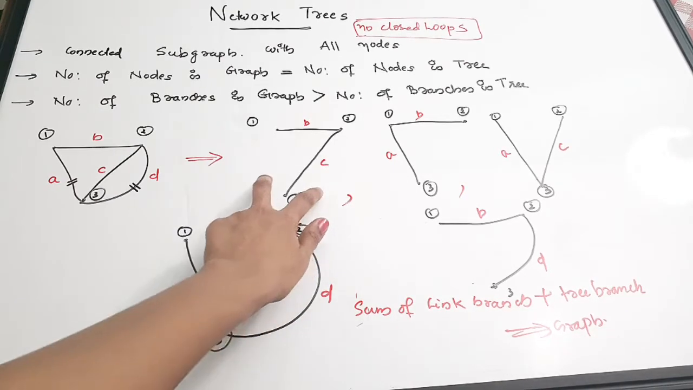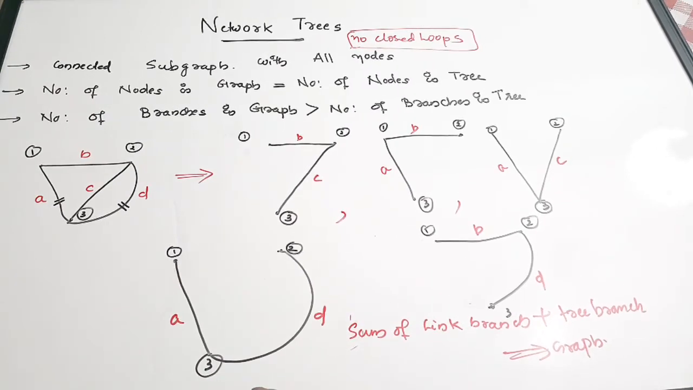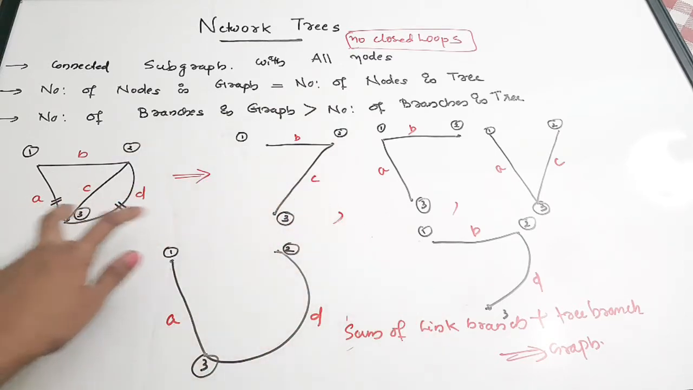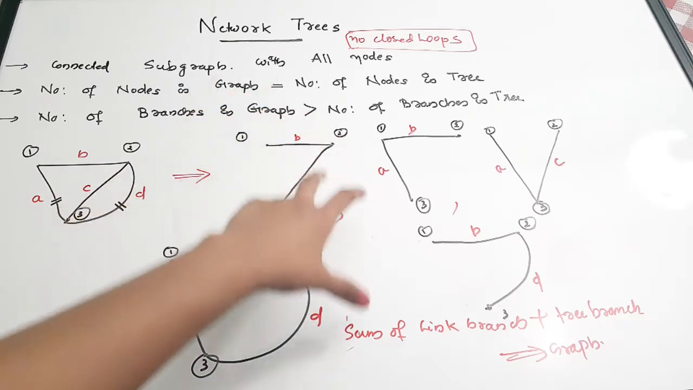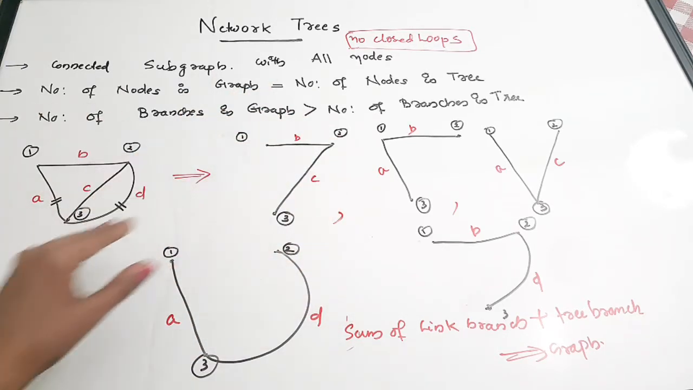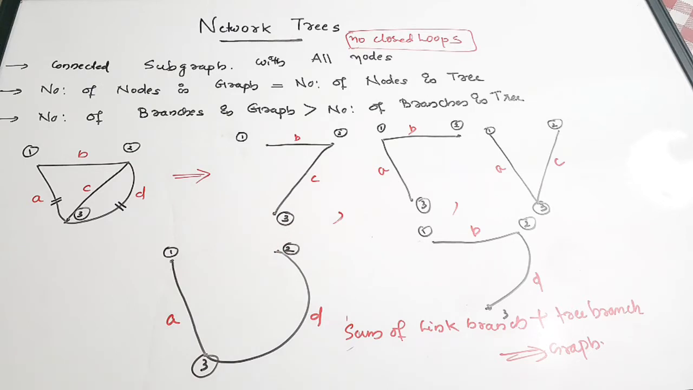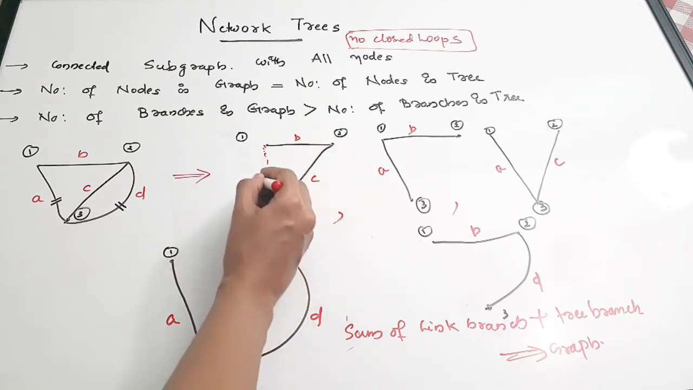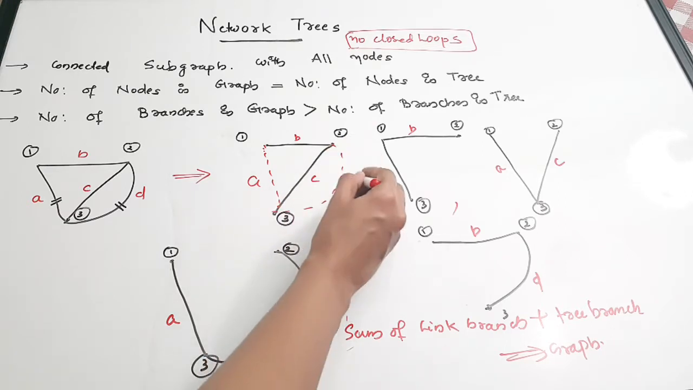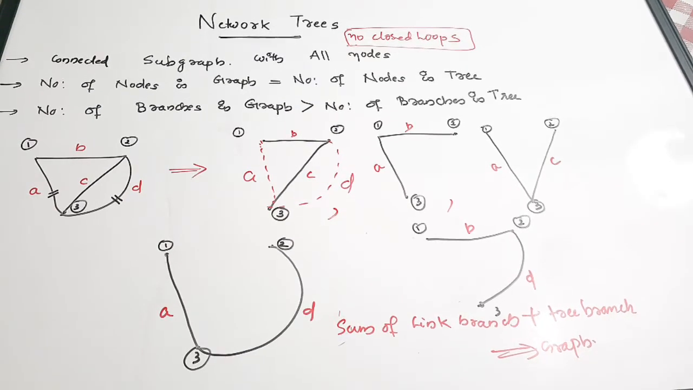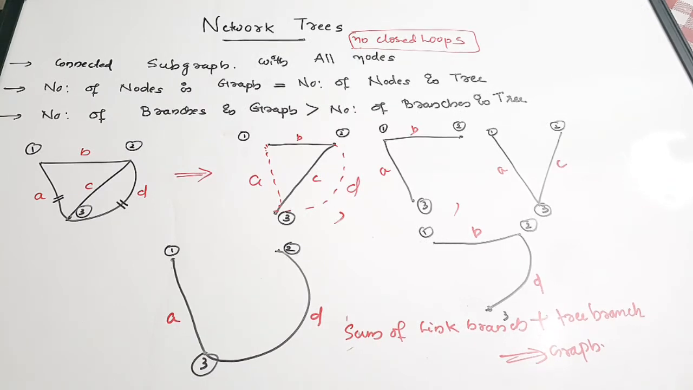Okay, we'll take this tree. Here, which are the tree branches? The tree branches are B and C. And which are the link branches? The link branches are A and D. So, sum of these tree branches and the link branches will give you your original graph. That is, if you add the link branches to the structure, that is A you add here, and if you add D here, you will get your original graph. So, that is the equation's meaning. Sum of the link branches plus tree branches will give you your original graph structure. Okay. So, that's all about the network trees, code tree, and also the link branch or the links.